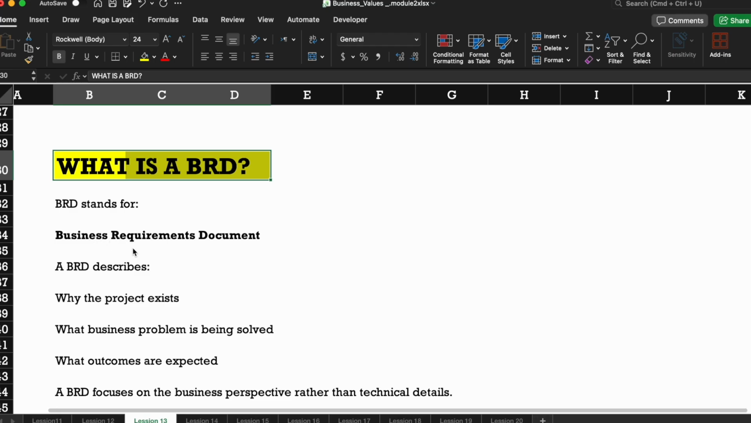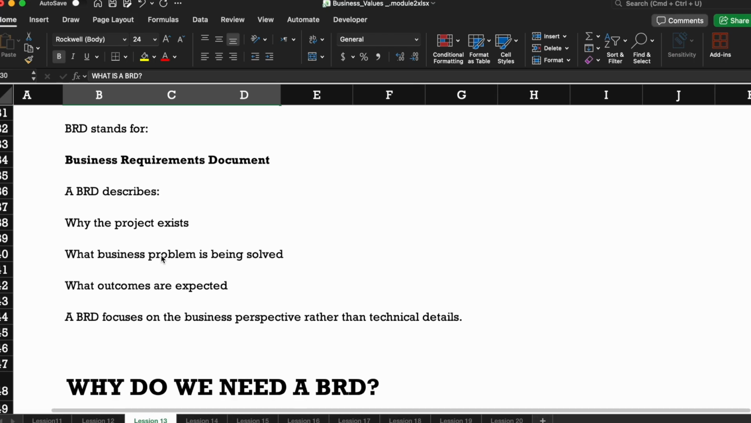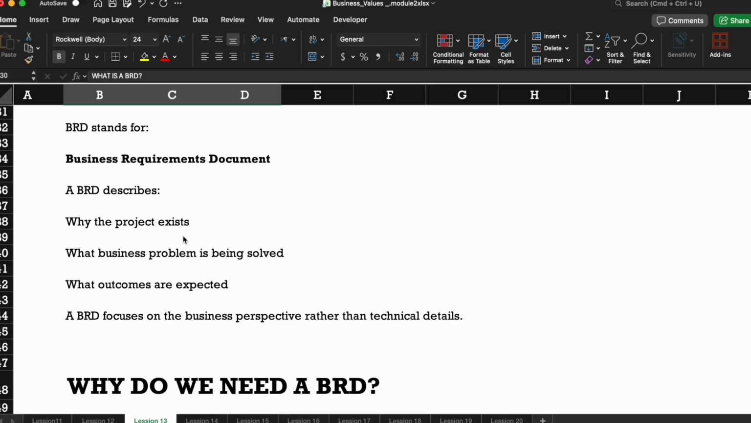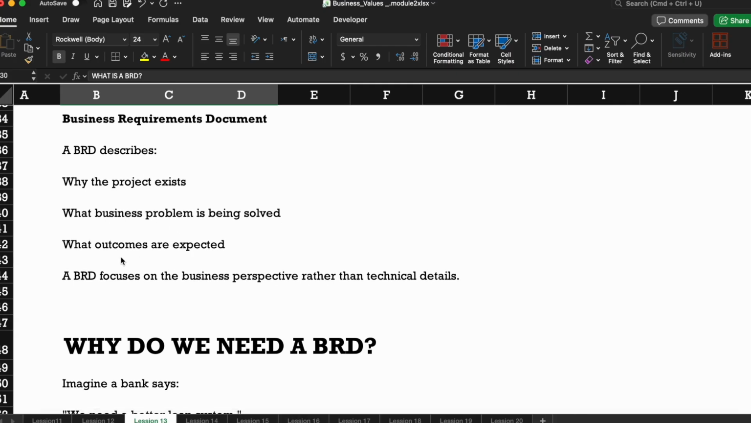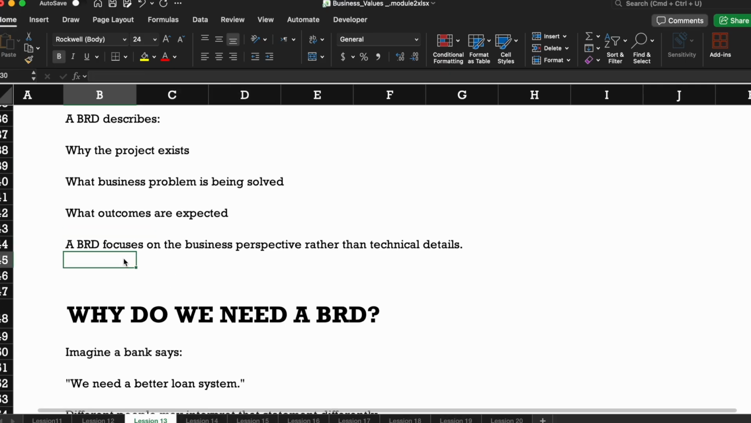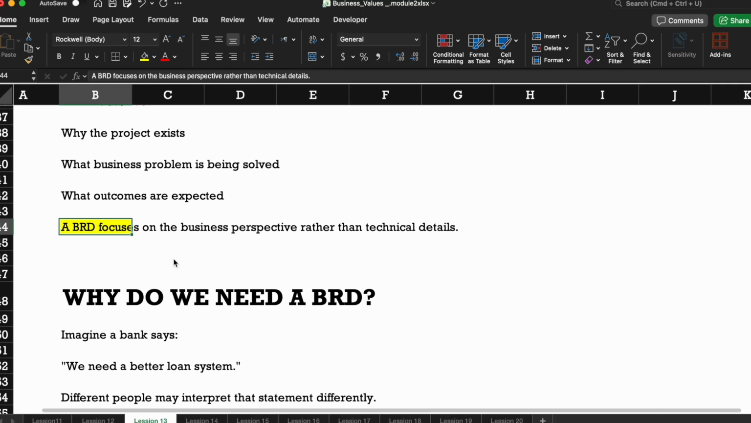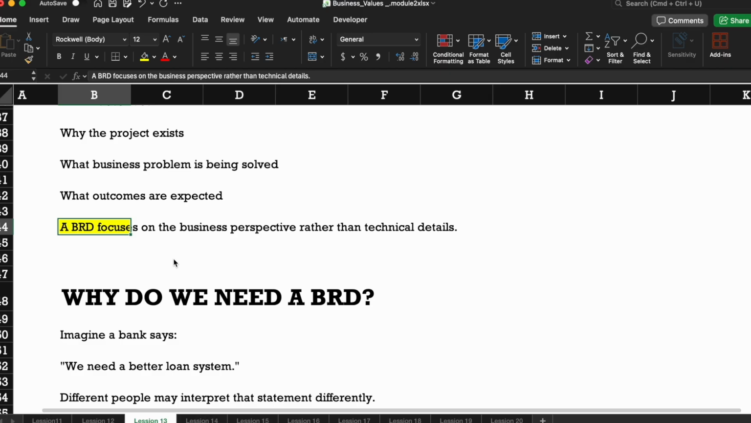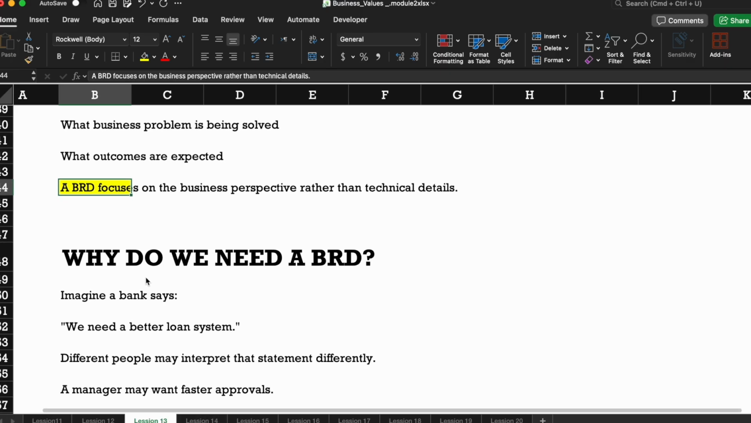BRD stands for business requirement document. A BRD describes why the project exists, what business problem is being solved, and what outcomes are expected. A BRD focuses on the business perspective rather than the technical team. Remember, we are trying to give a clear understanding about the project by writing the BRD. So why do we need a BRD?